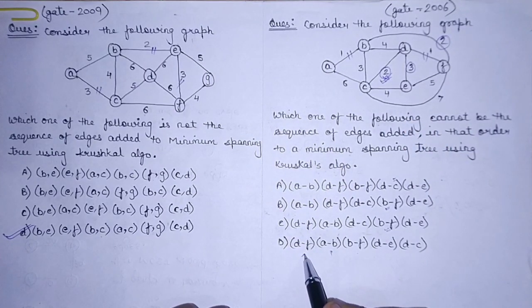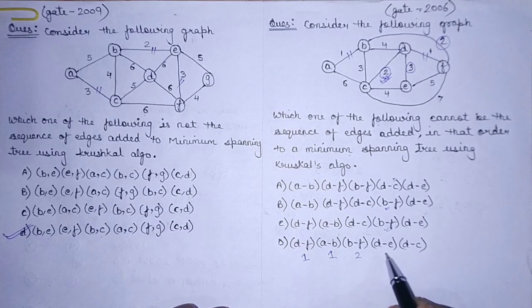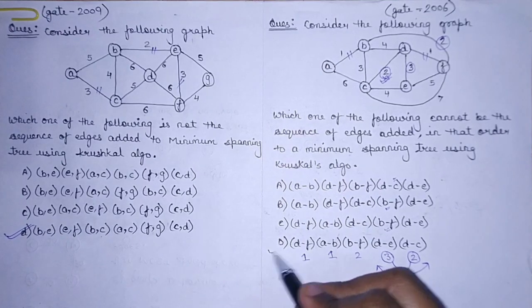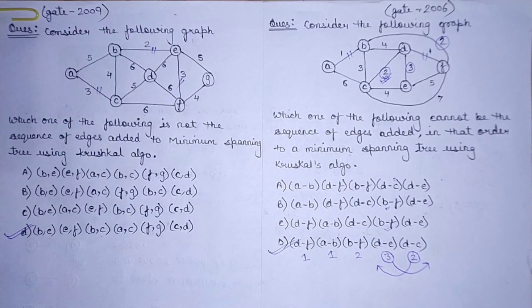If I talk about the fourth option, this is 1, this is 1, B to F is 2, then they are taking D to E. D to E cannot be in the sequence because D to C has to come first, and it has to be there before that. Therefore it is the sequence which cannot be possible in Kruskal's algorithm.